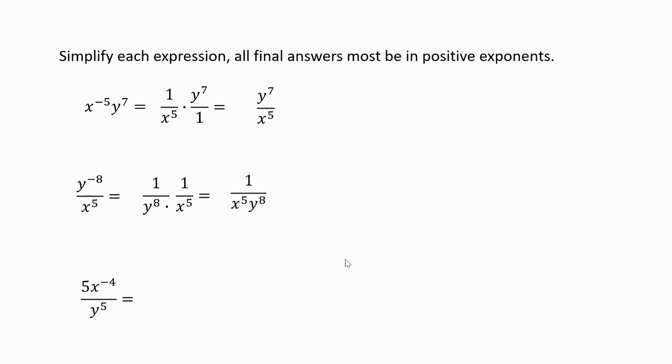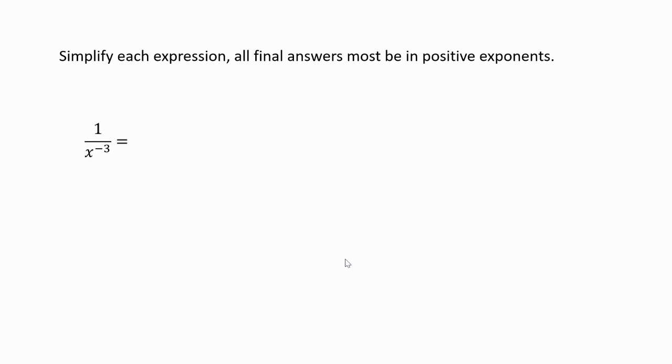Now here's one that gets a lot of people. That negative 4, because I don't see any parentheses, is only on that x. So the 5 stays where it's at, and the x to the negative 4 turns into 1 over x to the 4th, and I get this. You can see I put the x first just because you tend to write things in alphabetical order.